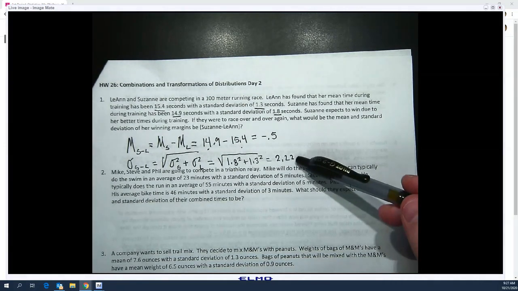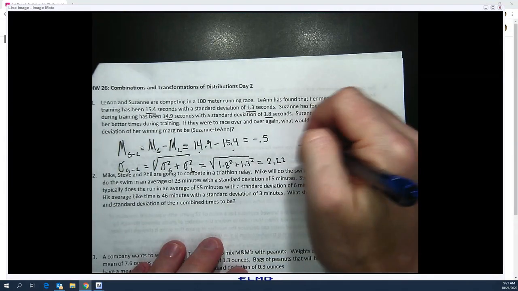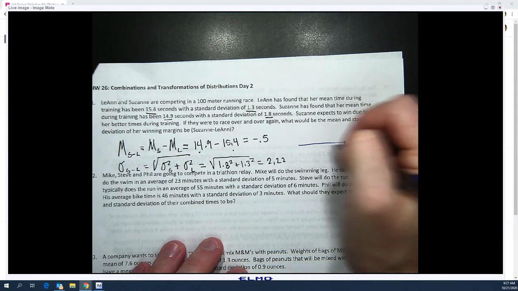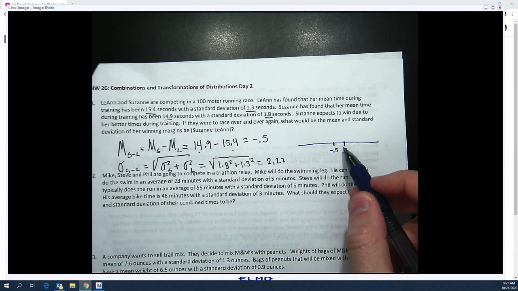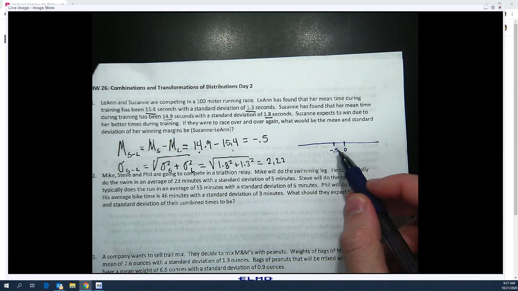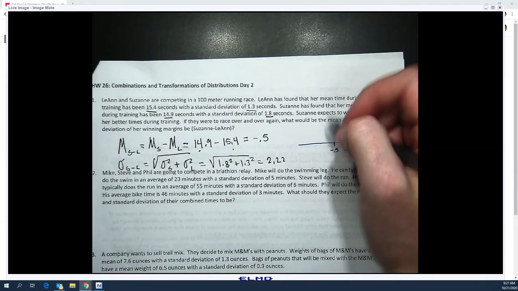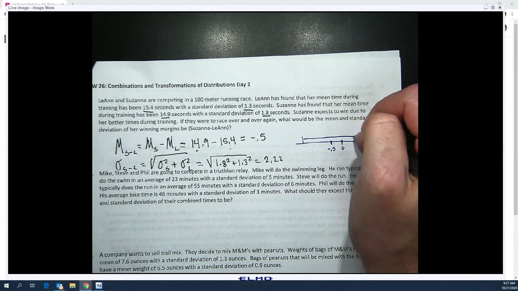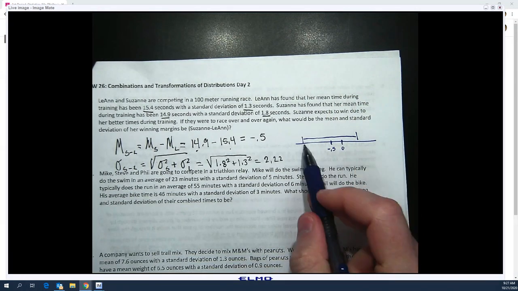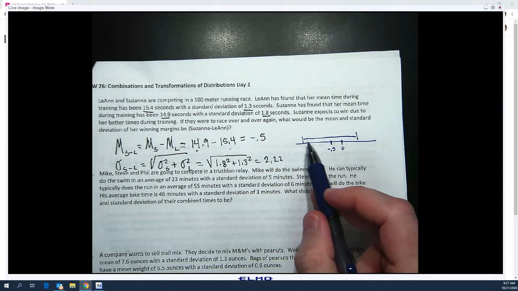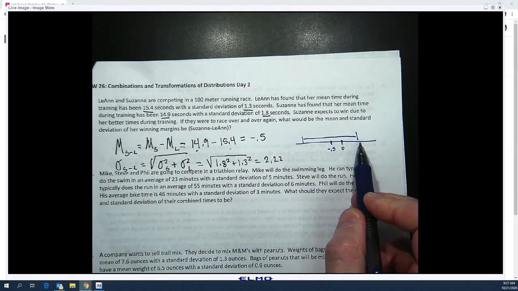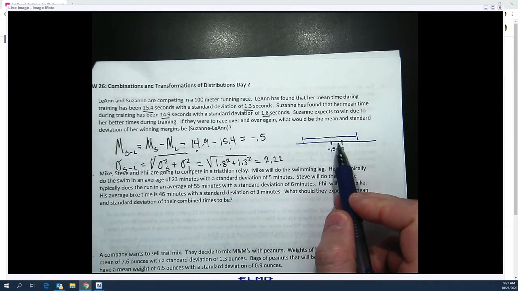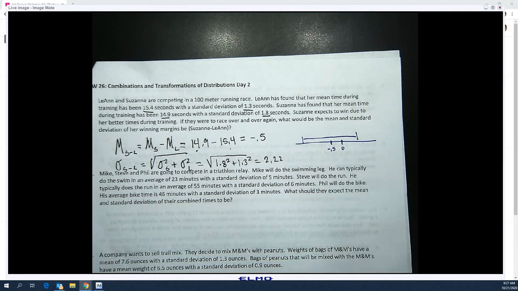sometimes she's going to lose. If you want a conceptual understanding, typically Suzanne is going to finish about a half second before Leanne. She's going to win by about a half second. However, the standard deviation is pretty wild, so it can happen anywhere in here. Sometimes it's going to be a blowout, she'll be so much faster than Leanne, but also sometimes she's going to lose to Leanne. That's what this range of 2.22 is telling us. So it's plus or minus that 2.22.